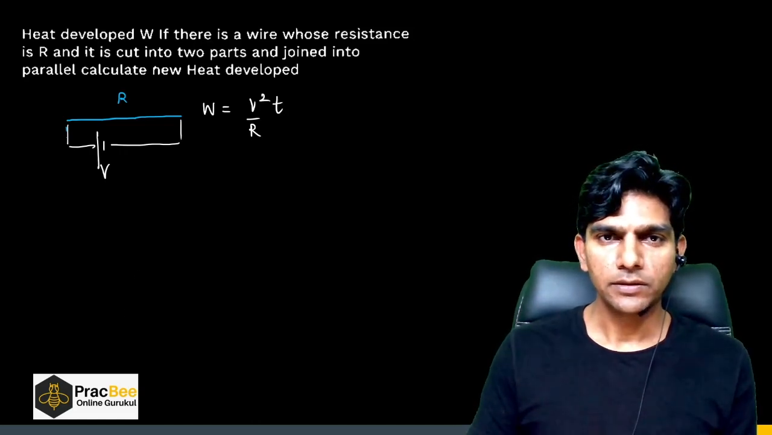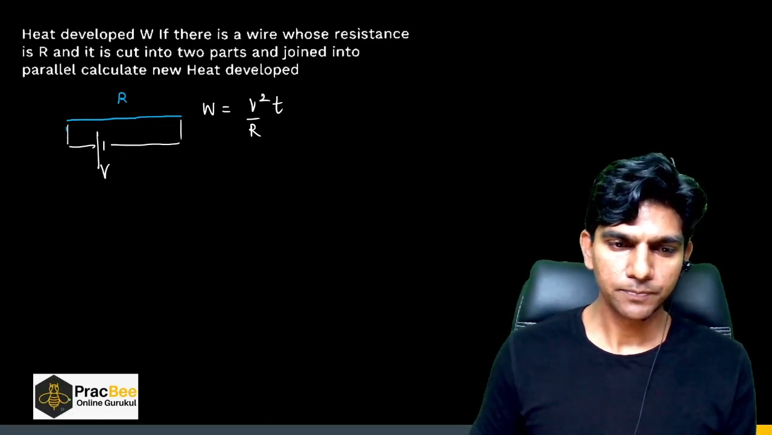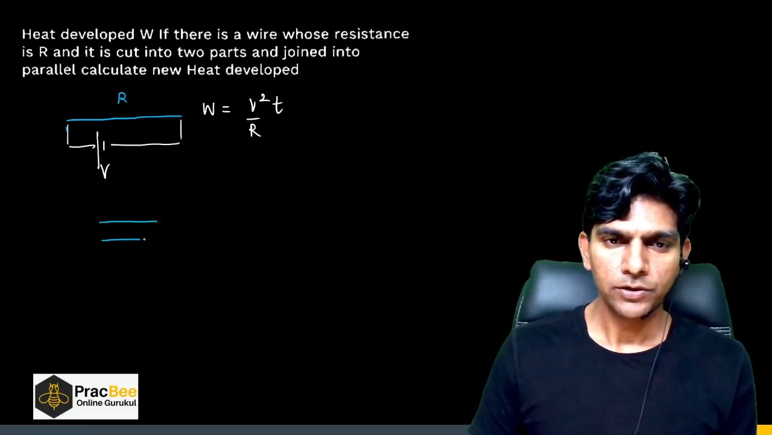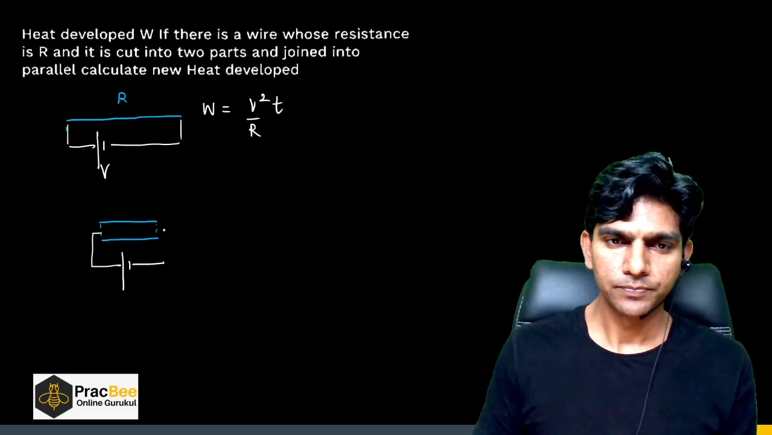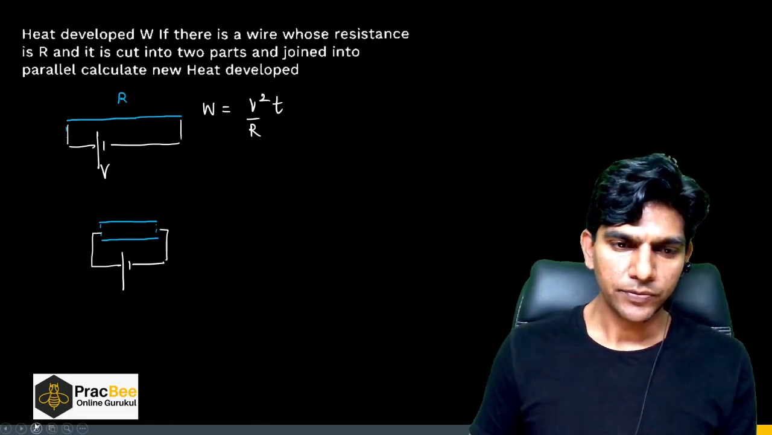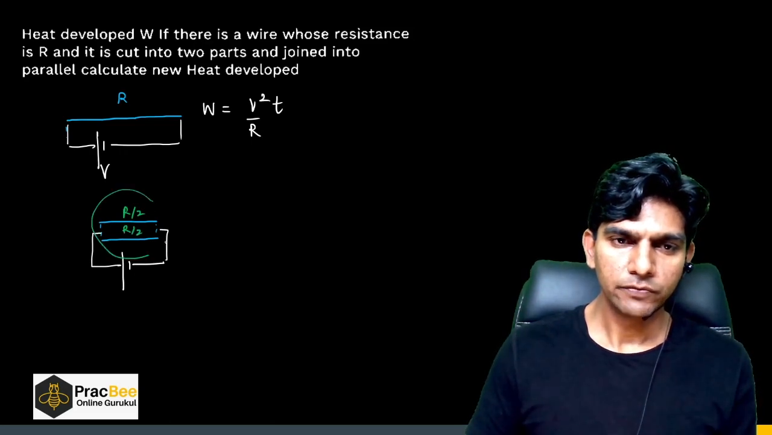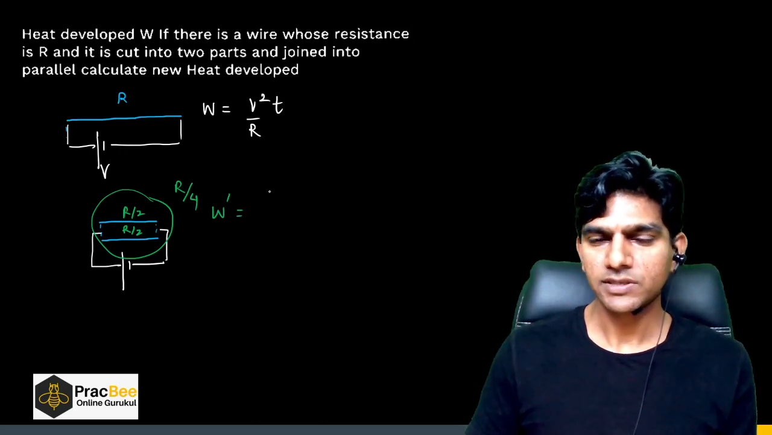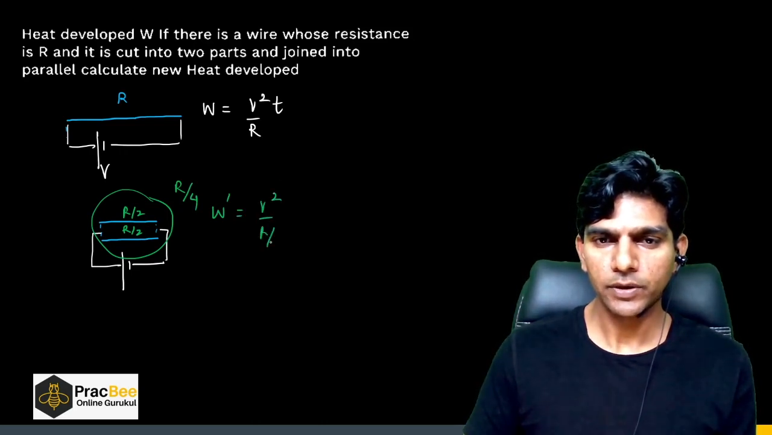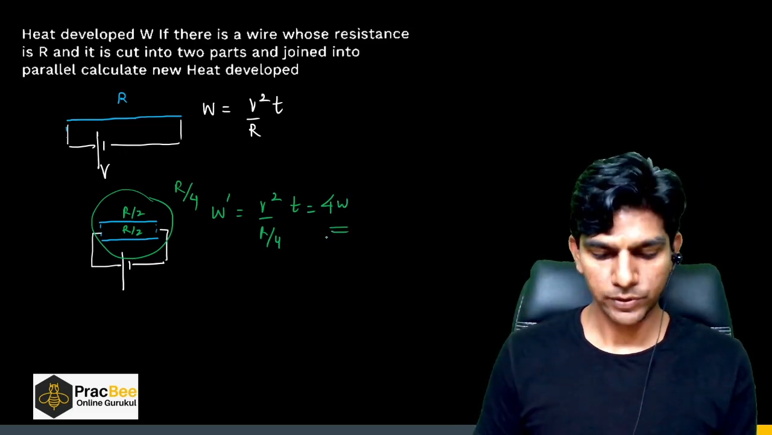Now if I cut this wire into two parts and join them in parallel and again connect them with the same voltage source, this is R by 2, this is R by 2. So the effective resistance will be R by 4. So here the heat produced for the same time will be V square upon R by 4 times T. So that will be 4 times W. So the answer should be 4W, right?